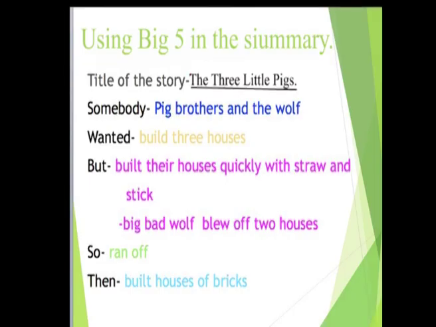Then comes But. What was the problem in the story? They built their houses quickly with straw and sticks with less planning, and the big bad wolf blew off the two houses. So what did the characters do then? The characters ran off to the third brother's house. And finally, how did the problem get solved? All the three pigs decided to build houses of brick, as the third brother did.